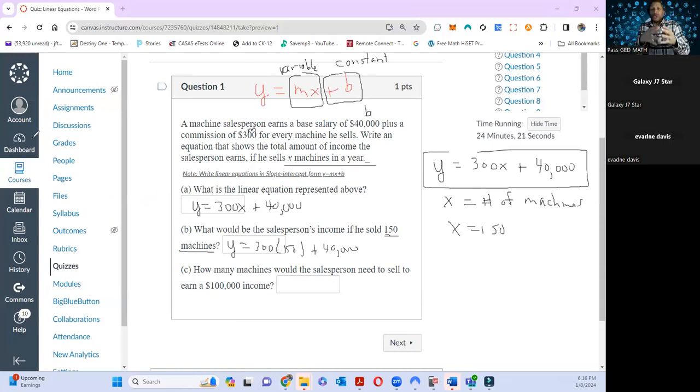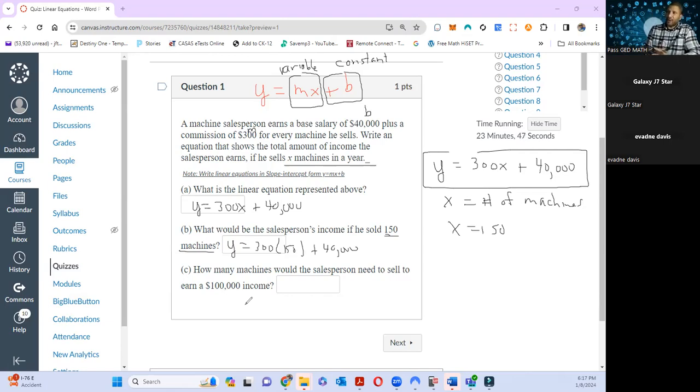Yes, you do. You have the equation that tells you how much you're going to make. That equation is y equals 300x plus 40,000. So you have to have a conceptual understanding. If I sell one machine, it's 300 times one, which is 300, plus 40,000. So I'm going to make 40,300. If I sell 150 machines, I'm going to make, as we saw before, 85,000. What they want to know is, just like we do in real life, how many machines would I have to sell to make 100,000?